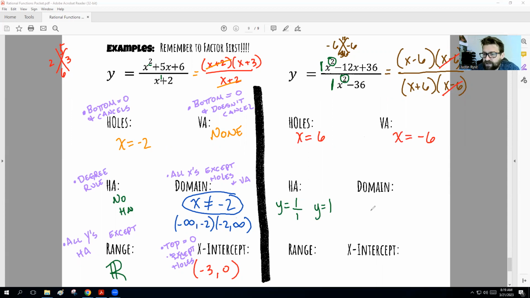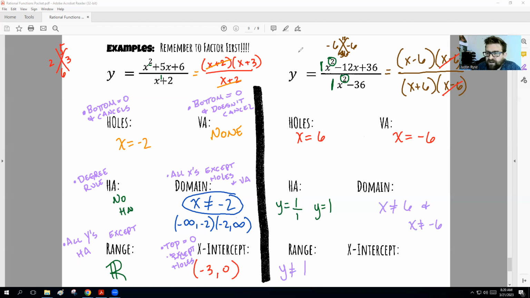Okay, our domain is all the x numbers except x cannot equal 6 and x cannot equal negative 6. Those are our two discontinuous points on the bottom. Our range is all the y numbers except y cannot equal where we have a horizontal asymptote. Y cannot equal 1.